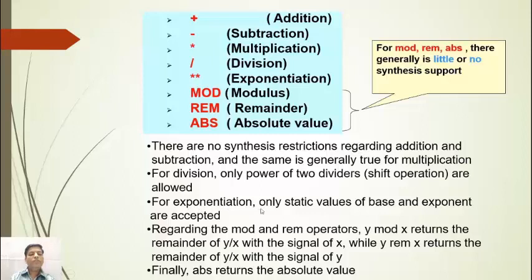For exponentiation, only static values of base and exponent are accepted. Regarding the mod and remainder operators, y mod x returns the remainder of y by x with the sign of x, while y rem x returns the remainder of y by x with the sign of y. Finally, ABS returns the absolute value.